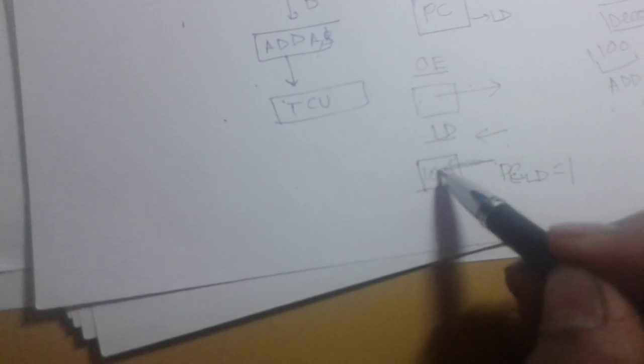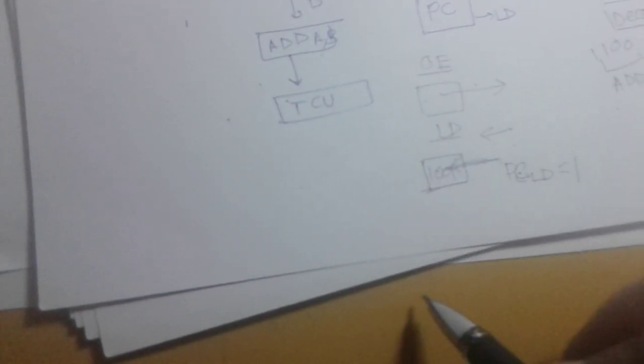When the load pin of the program counter is high, or is 1, then the program counter will get the address of the next instruction. It will fetch the address of the next instruction, just like a read operation. OE, out enable, is just like a write operation. It will write data into some other register or some other memory location.